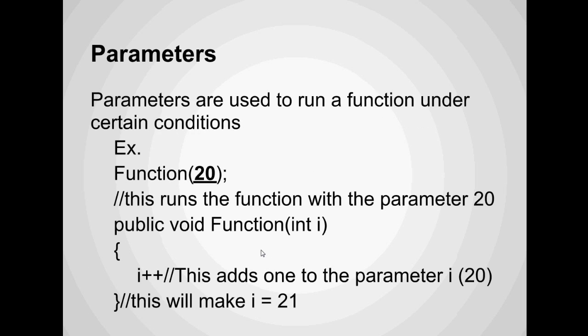Parameters are used to run a function under certain conditions. So if I was programming and I typed in function 20, this right here is the parameter and it runs the function at the value of 20. So if my function was public void function int I, and int I is the parameter that it takes, and then I took I and added 1 to it, which is what plus plus does. If I were to, after this, see what the value of I equals, in this case it would be 21 because I set the function to run I at 20. But if I ran the function at 100, it would be 101 because I would equal 100.